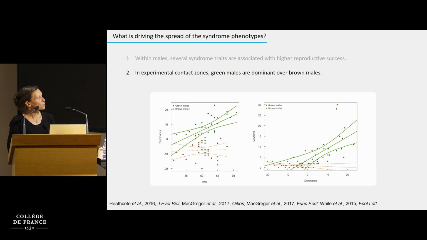And even, so this is body size, and this is brown males, and this is green males, and even relatively small brown males would be dominant over, even small green males would be dominant over brown males. And this higher dominance would translate into higher success in courtship, so actually higher success with mating with females.